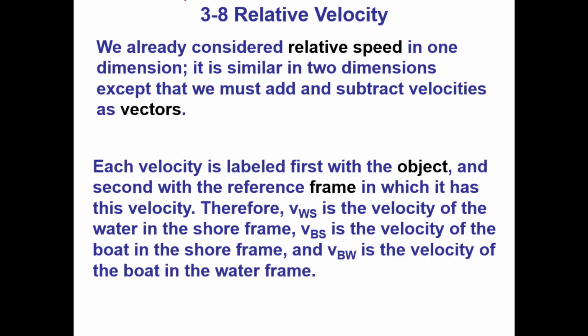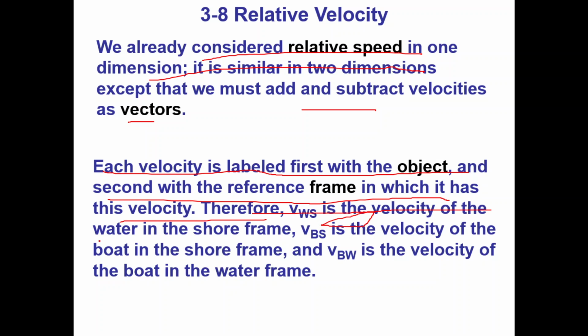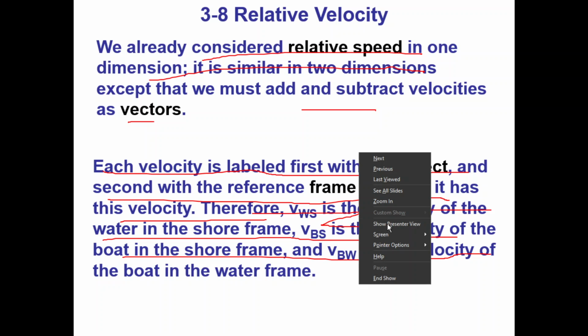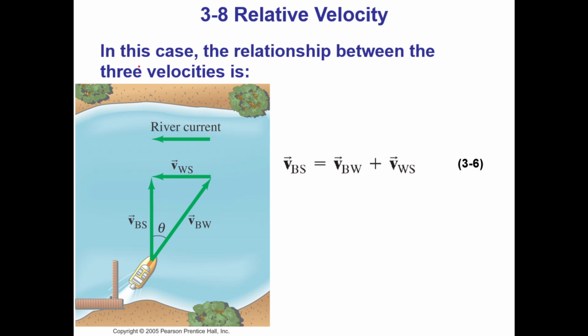For relative velocity, we already considered relative speed in one dimension. It is similar in two dimensions, except that we must add and subtract velocities as vectors. Each velocity is labeled first with the object and second with the reference frame in which it is measured. Therefore, v of WS is the velocity of the water in the shore frame, and v of BS is the velocity of the boat in the shore frame, and the velocity of the boat in the water frame. In this case, let's do the relationship for three velocities.